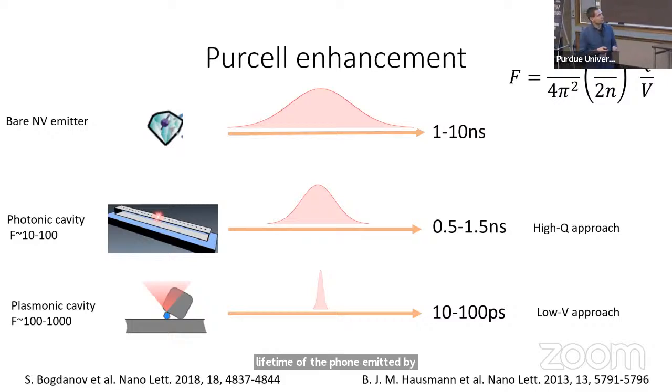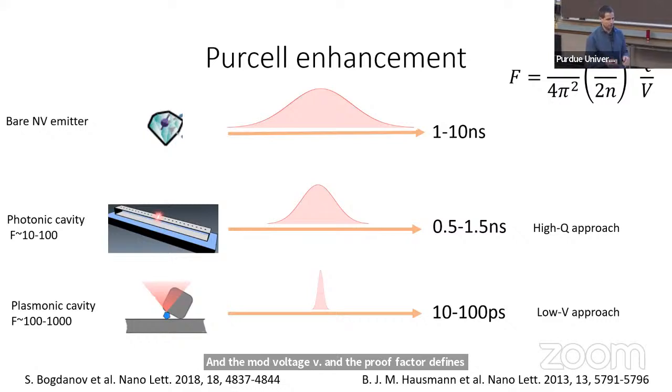The Purcell effect occurs when you place your single photon emitter in a cavity with Q factor Q and mode volume V. The Purcell factor defines the degree of shortening of your emitted lifetime compared to photons emitted without a cavity. The formula for this you can see in the corner of the slide. It's mainly defined by the Q over V ratio. So the higher the Q or the smaller the V, the better the Purcell factor.